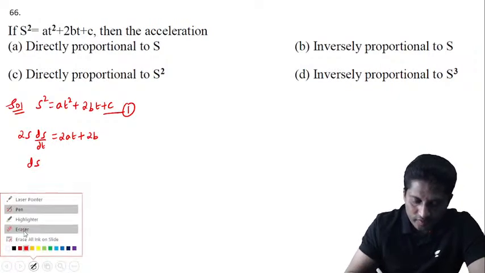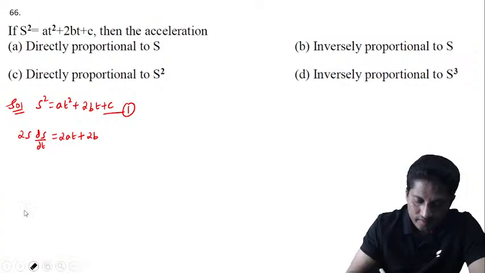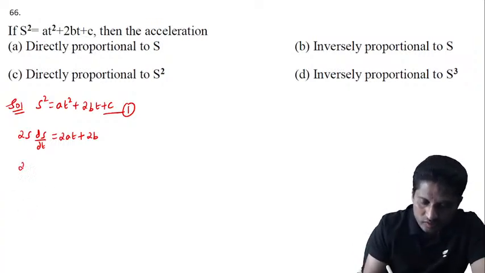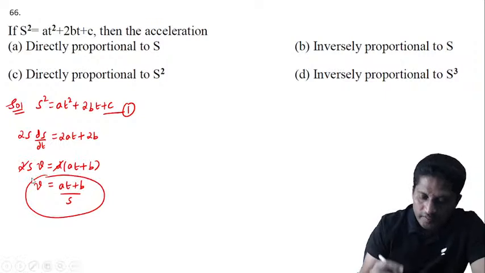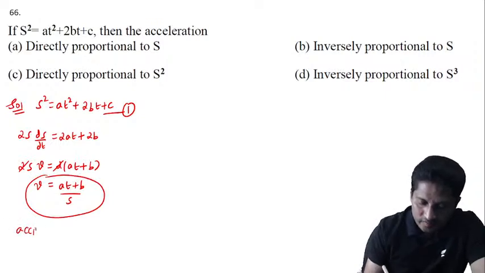rate of change of displacement is velocity, right? So this is 2s into velocity v is equal to, take 2 common, you get at plus b. 2 and 2 cancel. Velocity v is equal to (at plus b) divided by s. Okay, now suppose I take acceleration, this is v into u dash. Acceleration is dv by dt.